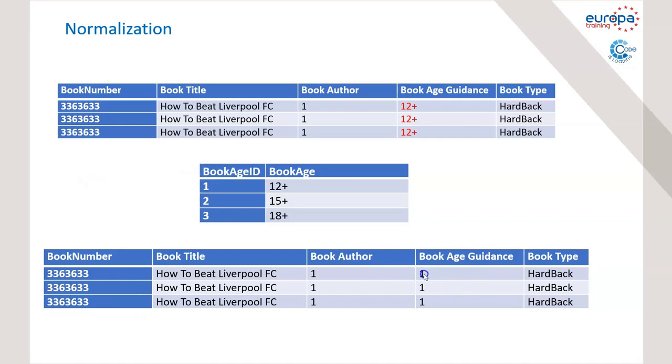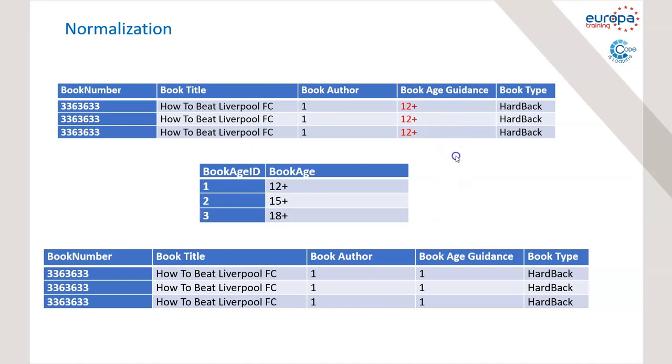Here we go. Now at some point in the future this book could be reclassified, or the age ranges may change. So say the classification is 12 plus, 15 plus, 18 plus. Everything needs to move from 12 plus to 13 plus. All you do is change the record in this table, and it automatically updates the whole database for that. So you're not having to go into each individual record to do that.